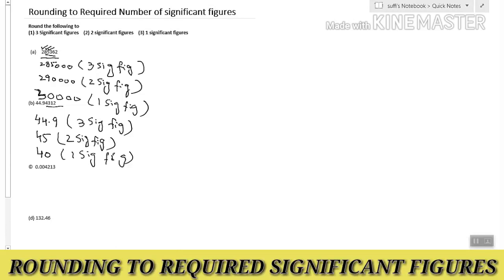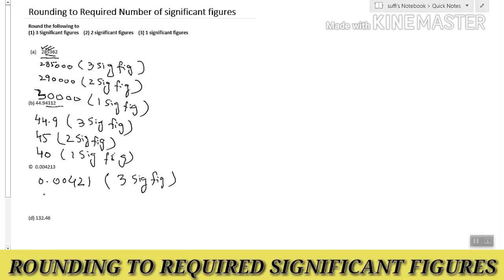Okay, let's take the third example. In the third example, the total number of significant figures given is 4. So first we have to round off to 3 significant figures. The first significant figure here is 4, the second is 2, and the third is 1, and the digit after 1 is less than 5, so we will just write 1 and ignore the last one. We will not write 0 here because it's a decimal number, and in a decimal number the last digit is counted as a significant figure, so it has been rounded off to 3 significant figures.